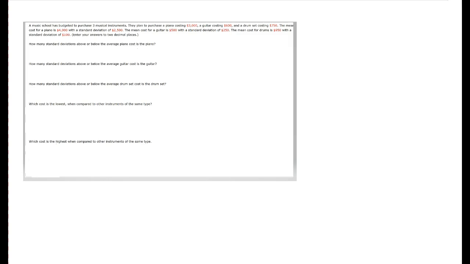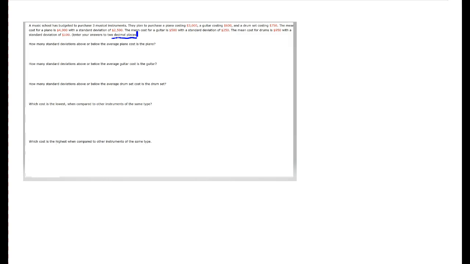The mean cost for a piano is $4,000 with a standard deviation of $2,500. The mean cost for a guitar is $500 with a standard deviation of $250, and the mean cost for drums is $950 with a standard deviation of $100. We're asked to enter our answers within 2 decimal places, so we definitely want to look at that as we're answering questions. So the first one, we're going to talk about the piano.